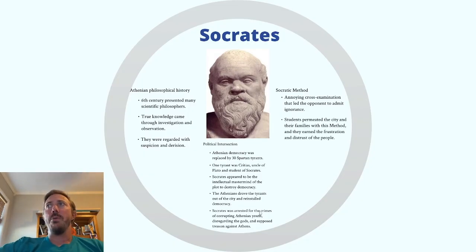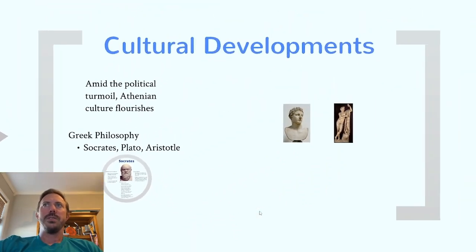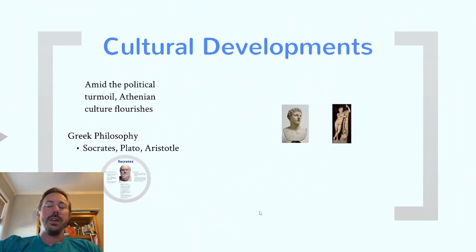Students of Socrates permeated the city and their families with this method, and they earned the frustration and distrust of the people. Socrates was later executed for treason against the city-state of Athens. In the wake of the Peloponnesian Wars, he was forced to drink the hemlock, the poison. His charge was for poisoning the minds of the Athenian youth.